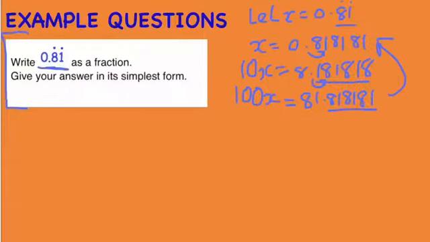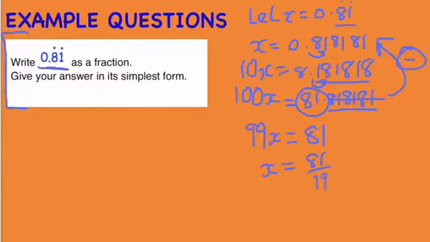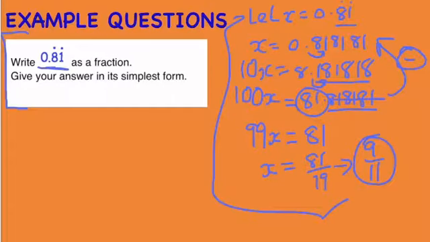So remember, we've got to get rid of all of these numbers after the decimal point, so we're going to minus here. So 100x take away x, 99x, is equal to 81.818181 minus 0.818181. So we're going to get rid of those, left with the 81, so 99x is equal to 81. X is equal to 81 over 99. We've got to simplify that down, divide the top and bottom by 9, so it's going to be 9 over 11. So we can see that 0.81 recurring is equal to 9/11.